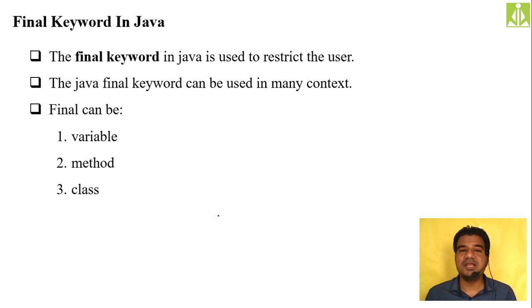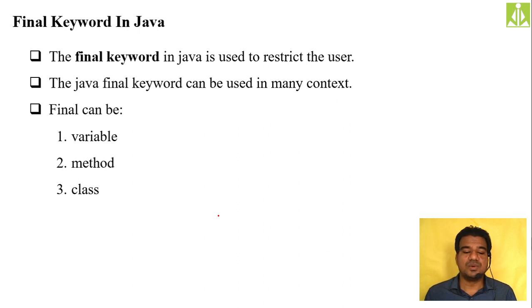So the final keyword in Java: like the static keyword is used for memory management, the final keyword is used to restrict the content, restrict the access. Apart from access specifiers, this final keyword is another way of restricting the content from modification, from tampering, from changing. So it is also a way of providing security to our classes, our methods, our variables, our data members.